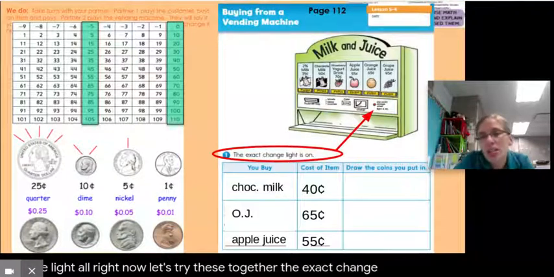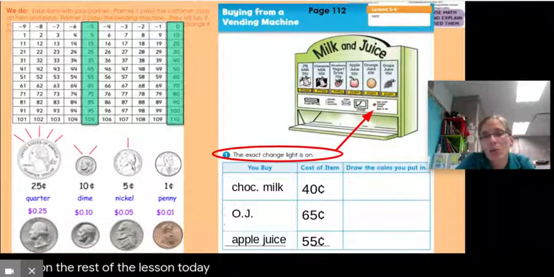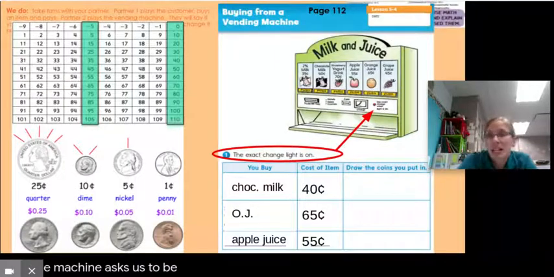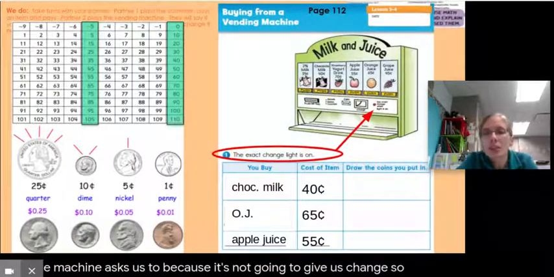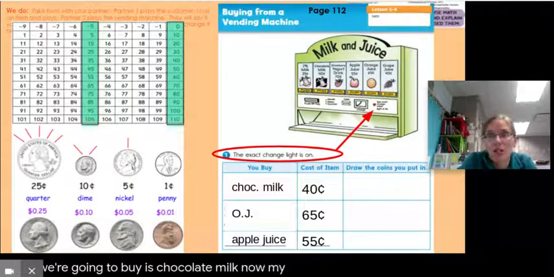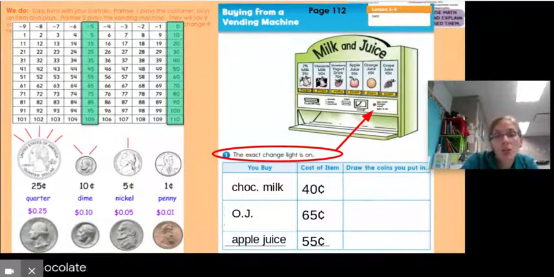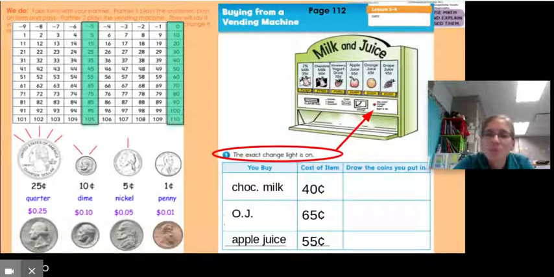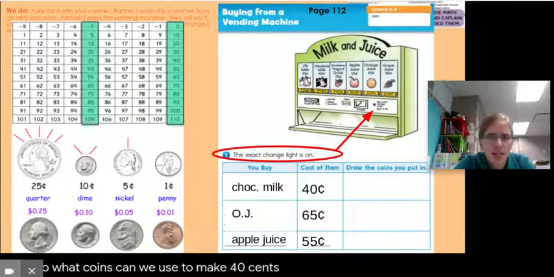The exact change light is going to be on the rest of the lesson today, so we're going to pay the exact amount that the machine asks us to because it's not going to give us change. So next thing we're going to buy is chocolate milk. Now, my sister loves chocolate milk, and chocolate milk is worth 40 cents, so we're going to buy that for her today, okay? So what coins can we use to make 40 cents?